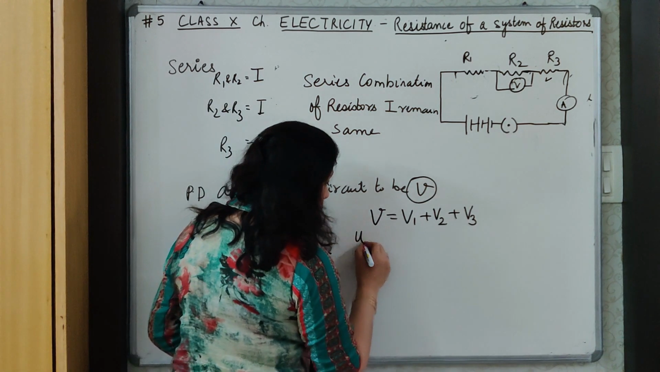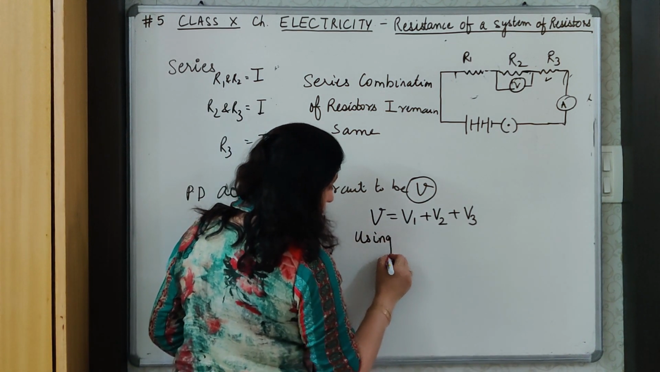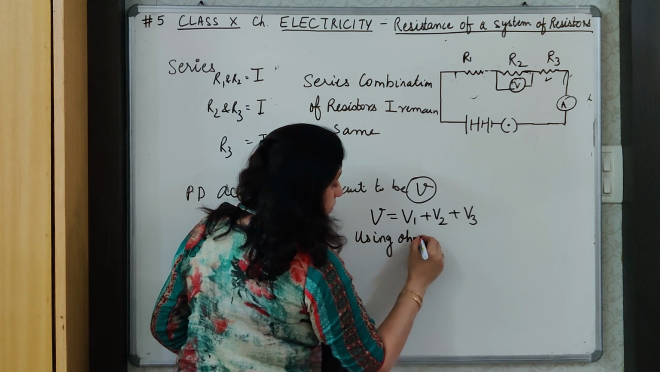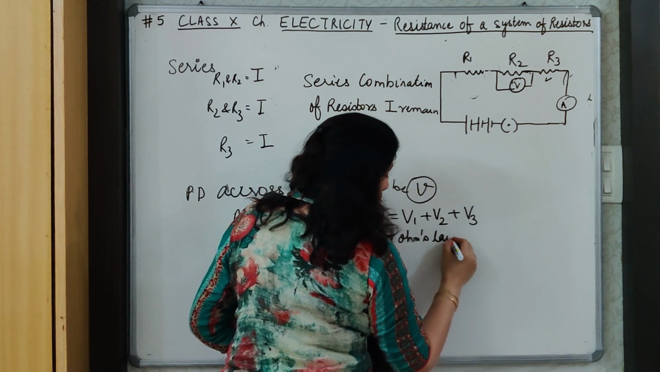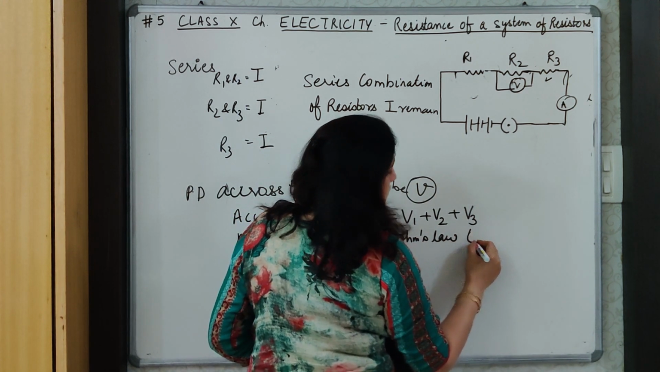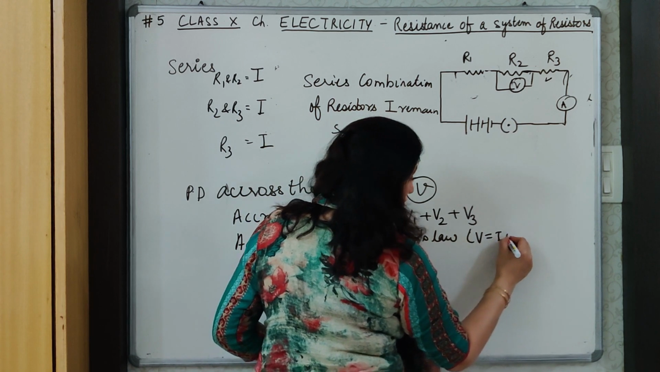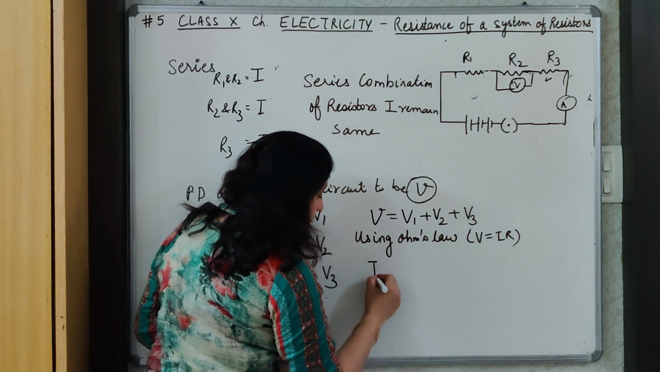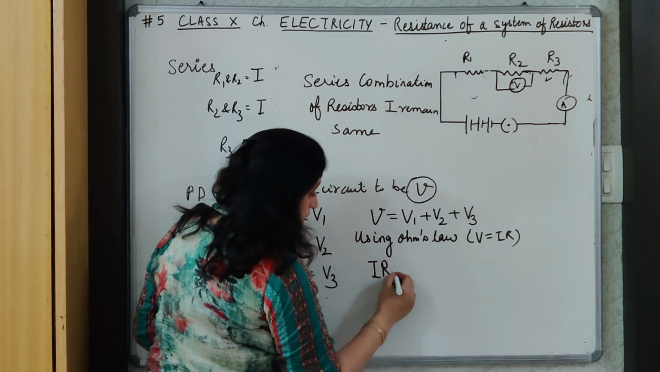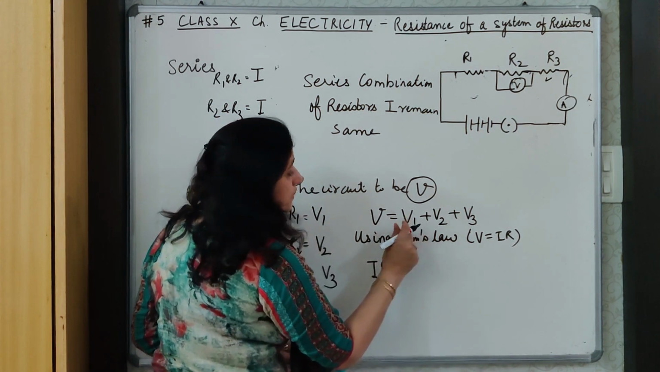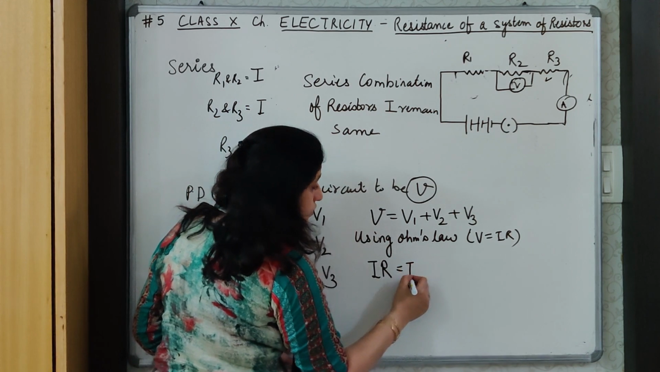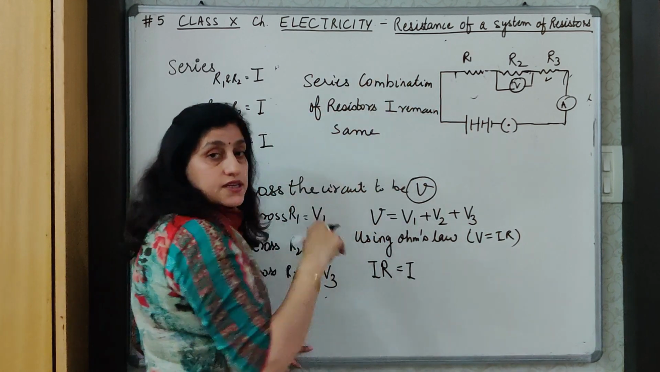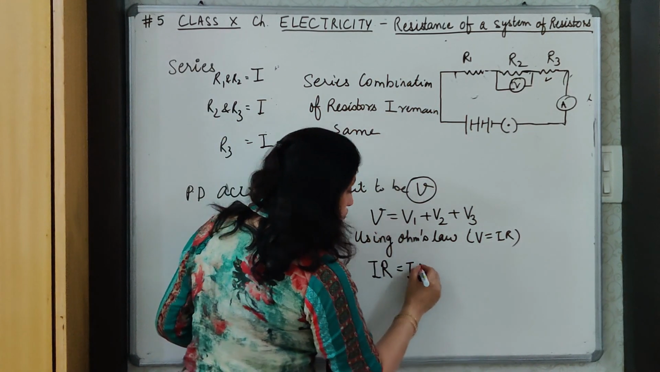Now using Ohm's law, which is V is equal to IR, we can also write V is equal to IR is equal to... what is V1? V1 is I, because the current through the combination is the same, into R1.